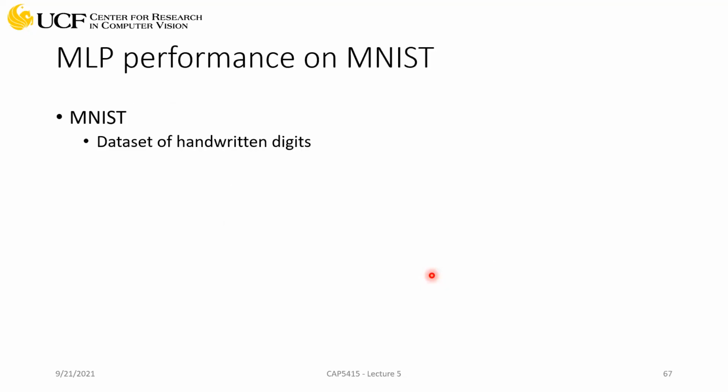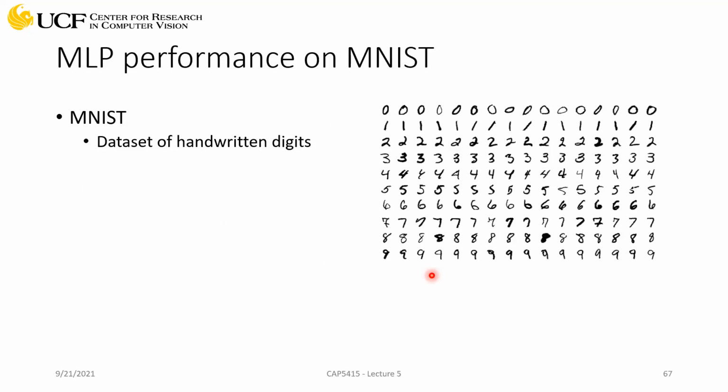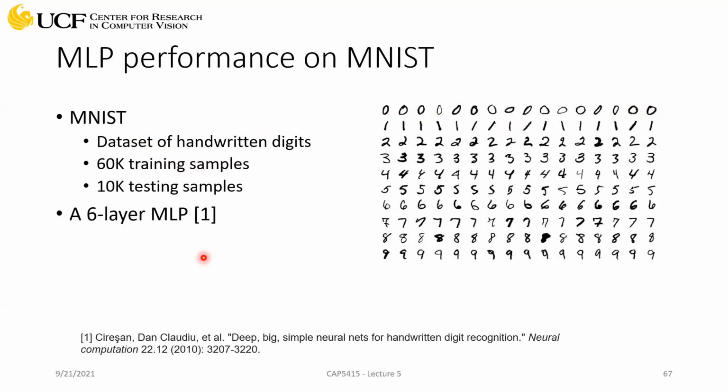Let me give you a very quick example of an MLP used for digit classification. We have a data set called MNIST, and this data set is about handwritten digits. Some samples are shown here. You can see different variations of the digit 0. This has roughly 60,000 images, so 10,000 testing, 50,000 training. This work was not recent, this is 2010.